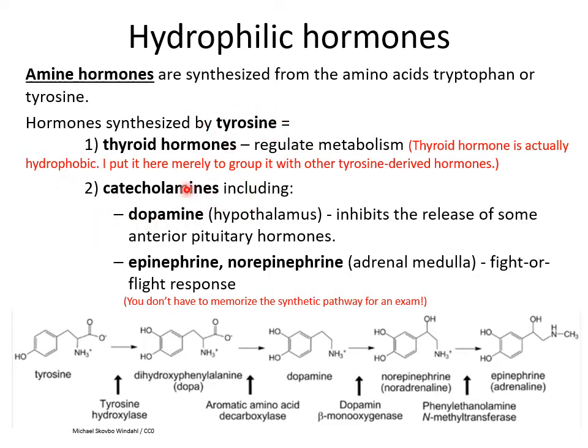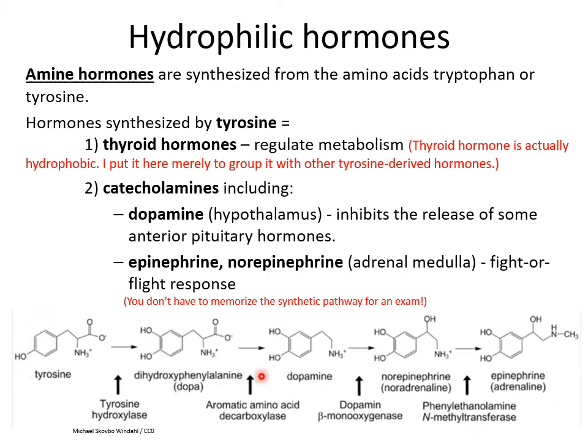But many other tyrosine-derived hormones include catecholamines, which are legitimately hydrophilic. These hormones include dopamine, which inhibits the release of some anterior pituitary hormones, and epinephrine and norepinephrine, otherwise known as adrenaline and noradrenaline, which are responsible for your fight or flight response.